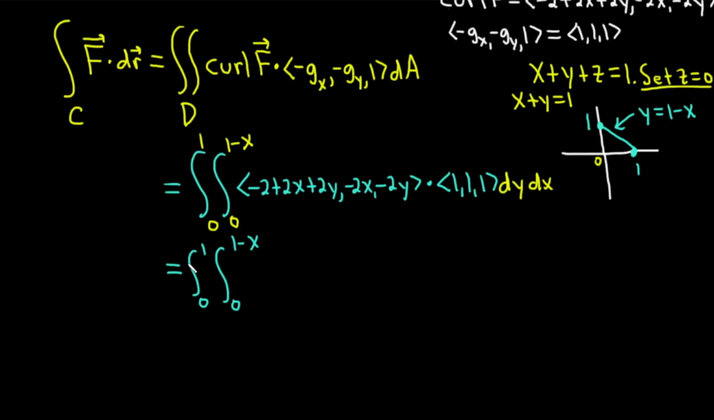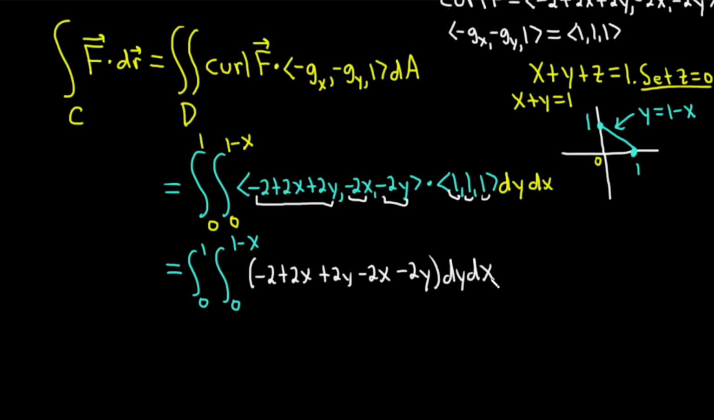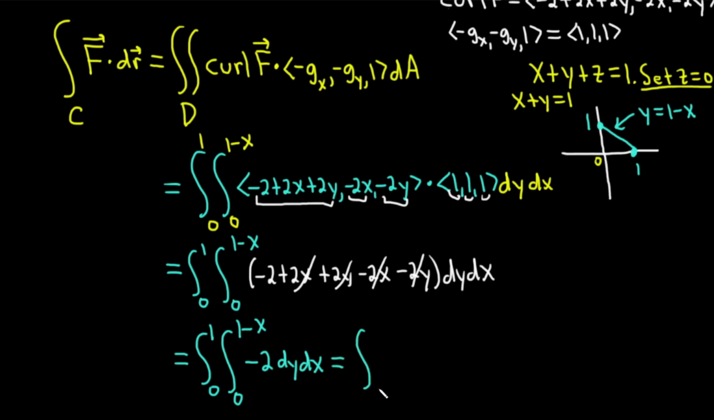Continuing with the integration, we have the definite integral from 0 to 1, the definite integral from 0 to 1 minus x, and now we're going to compute the dot product. We first multiply the first components. So -2 plus 2x plus 2y times 1 gives us -2 plus 2x plus 2y. Then we do -2x times 1, that gives us -2x. Then we do -2y times 1, that gives us -2y, and we still have the dy and the dx. So it's equal to the definite integral from 0 to 1, the definite integral from 0 to 1 minus x of -2 dy dx.